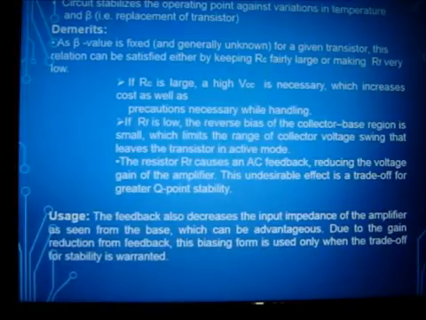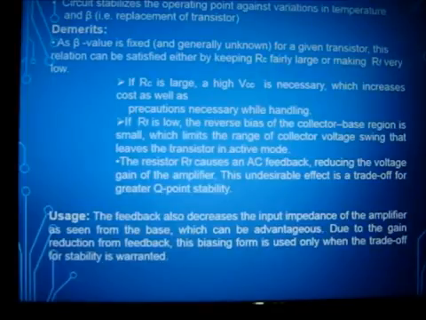Now there arise two cases. If RC is large, a high VCC is necessary, which increases the cost. Precaution is also necessary while handling. And if RF, that is the base resistor, is low, the reverse bias of the collector region is small, which limits the range of the collector voltage. And if the base current is small, it will limit the range of the collector voltage and leaves the transistor in active mode only.